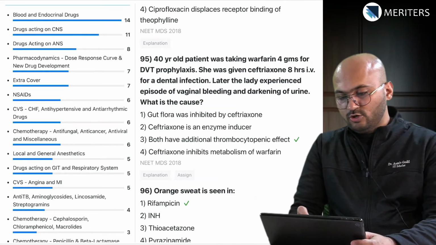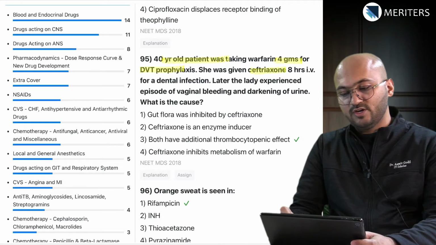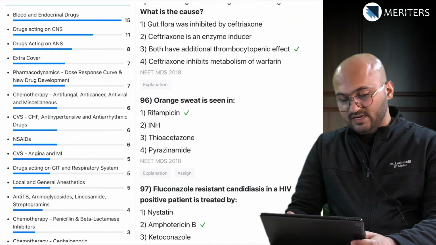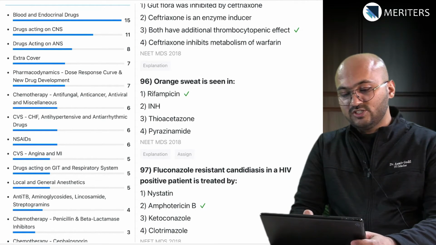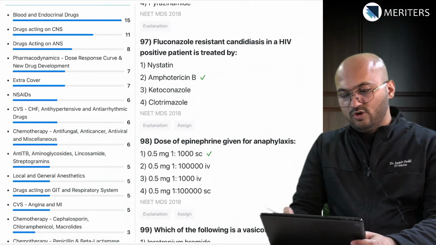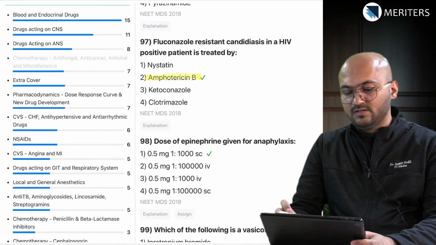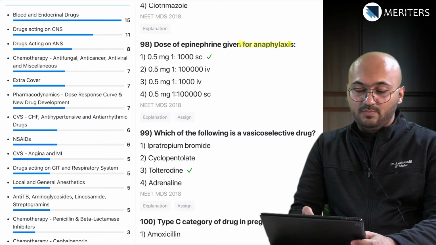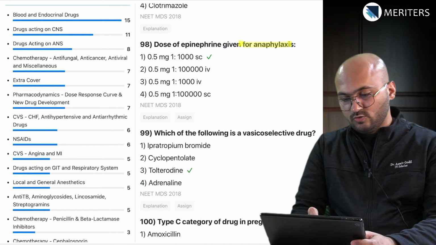Next question. 40-year-old patient was taking warfarin 4 grams for DVT prophylaxis and was given ceftriaxone. This is a repeat question from 2023, right? Drug interactions are important. Orange sweat is seen in rifampicin. Fluconazole resistant candidiasis in HIV positive patient is treated by amphotericin B. The dosage of epinephrine for anaphylaxis is very important question. I am surprised it's asked only once.